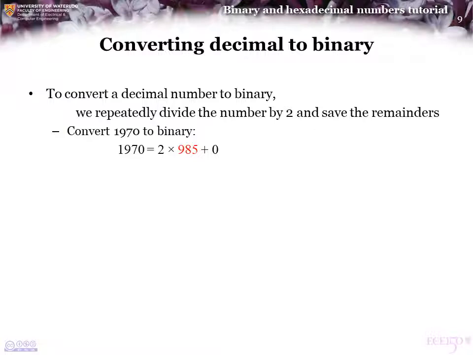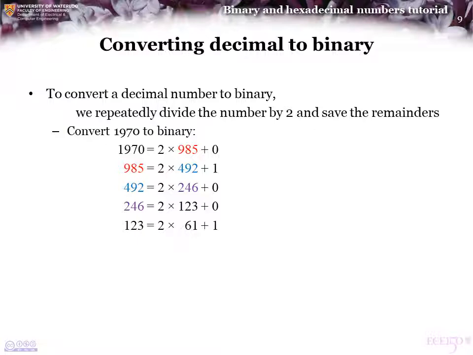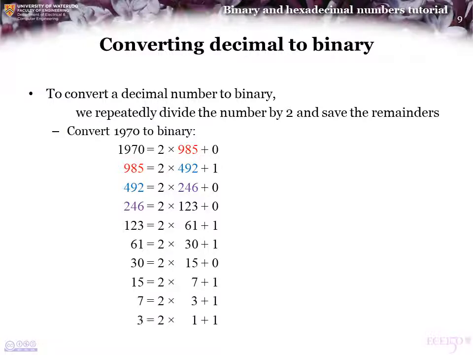1970 is equal to 2 times 985 plus 0. 985 is equal to 2 times 492 plus 1. 492 is equal to twice 246 plus 0. 246 is twice 123 plus 0. 123 is twice 61 plus 1. 61 is twice 30 plus 1. 30 is twice 15 plus 0. 15 is equal to twice 7 plus 1. 7 is equal to twice 3 plus 1. 3 is equal to twice 1 plus 1. And 1 is equal to twice 0 plus 1.